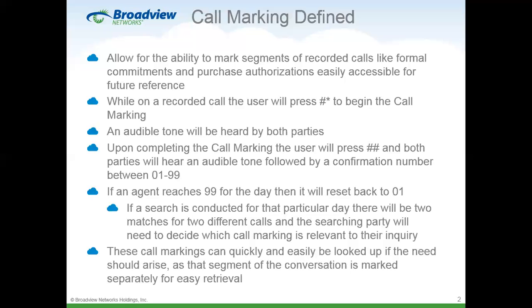If an agent does reach 99 for the day, that's a lot, but if you did, then it resets back to 01. So if the search was conducted for a particular day and they did more than 99, you're going to see two different calls and you're going to see 01 for each one. At that time, you'd have to determine which call marking is relevant to what you're searching for. The great news is that these call markings can quickly and easily be looked up if the need should arise, as that segment of the conversation is marked separately for easy retrieval.